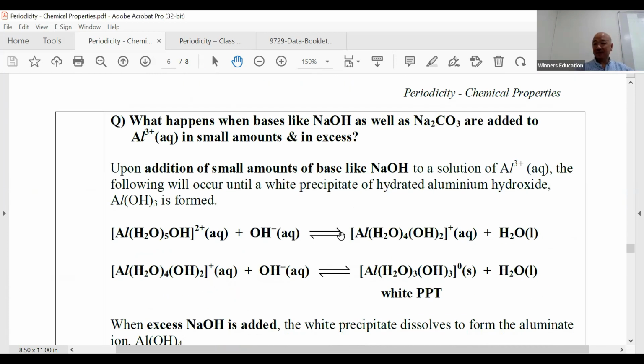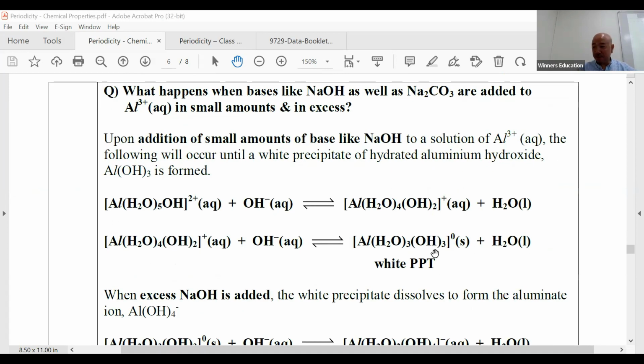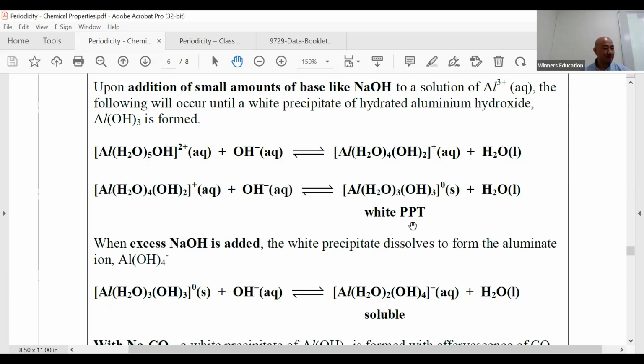Ready, ladies and gentlemen? If they want to test you, I think they will test you here. The bigger question: what happens when bases like sodium hydroxide as well as sodium carbonate are added to Al3+? Okay, slowly. So aluminum chloride has the aluminum hydrated ion, which we know how it looks like. If we add bases like this, or we add carbonate like this, a soluble carbonate, what would we see when you add them in small amounts and in excess? As you can see, lots of marks, right? Which one will come out, I don't know, or is it all?